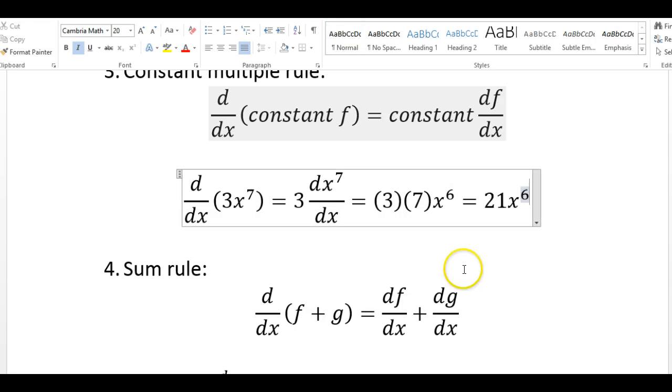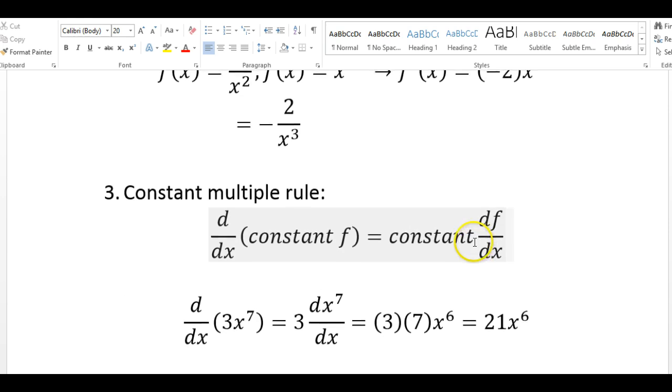Okay, very good. That's the constant multiple rule. So if you had 4x to the 7 there, then what will that be? The 4 will be taken out, so this will be 4, and the rest will be the same.